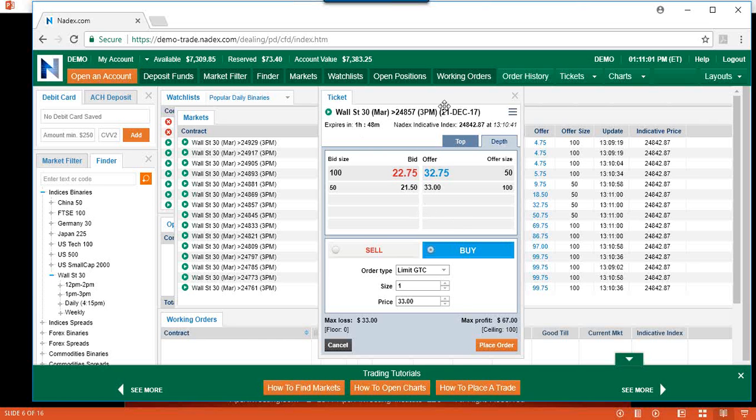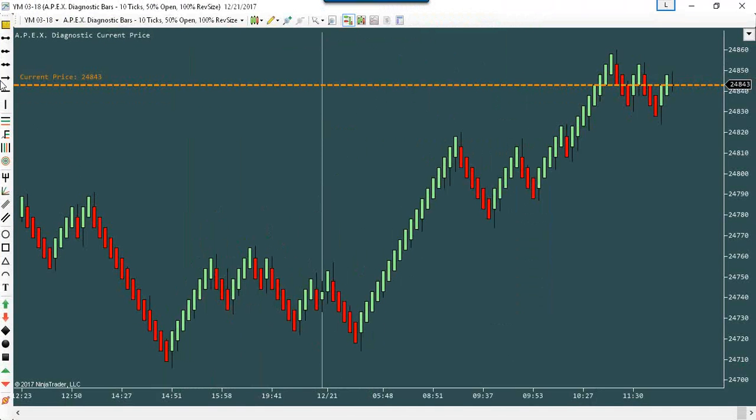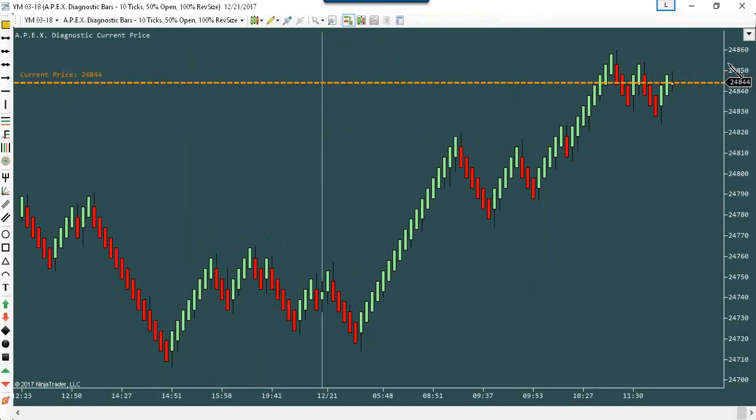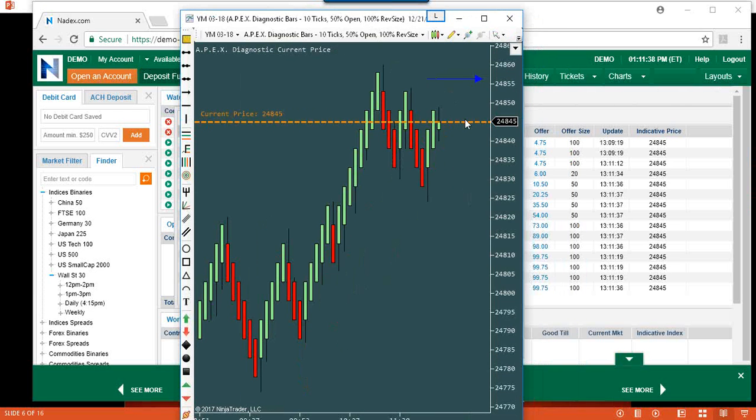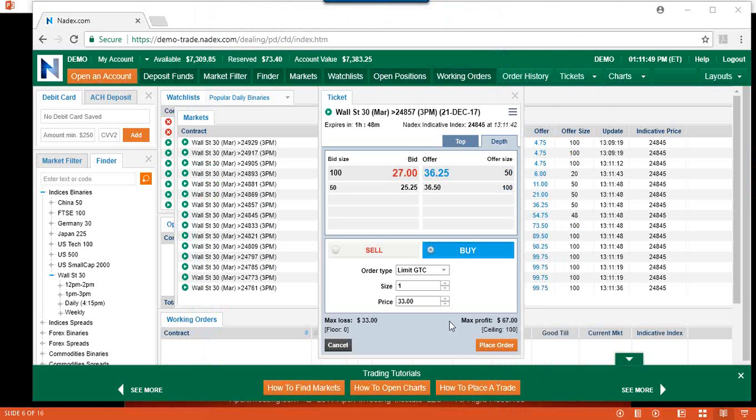So I'm buying this strike right here, 24,857. Okay, let's pull over a chart of the Dow. And let's find 24,857. So here's 24,850, here's 860, so about right there, right? That's the strike I would be buying. That's the price I'm buying in at, okay, the strike. All right, cool, and I'd make how much? $67. All right, so if the market is right here at 24,845, and it moves up here to 857 and above it, then that binary would be profitable. I'd make $67, right? Okay, cool.